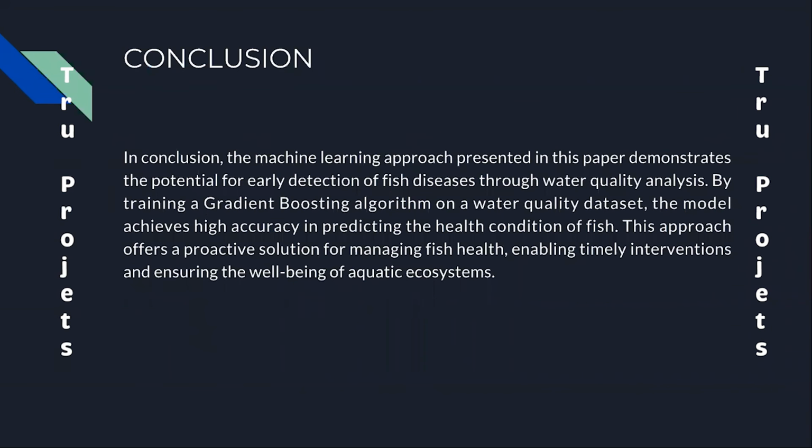Finally, I conclude that the machine learning approach presented in this paper demonstrates the potential for early detection of fish disease through water quality analysis. By training a gradient boosting algorithm on a water quality dataset, the model achieves high accuracy in predicting the health condition of fish. This approach offers a proactive solution for managing fish health, enabling timely interventions and ensuring the well-being of aquatic ecosystems.